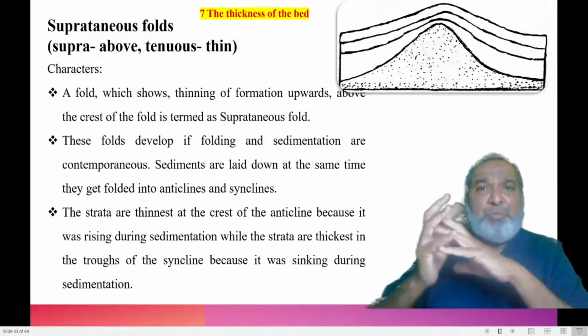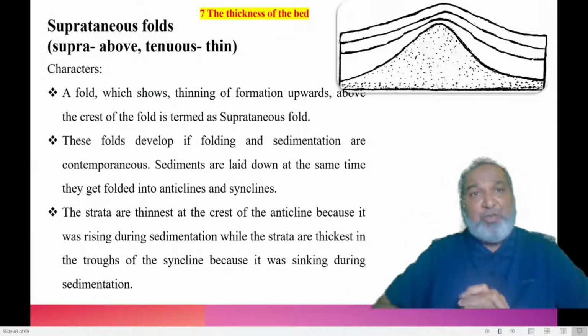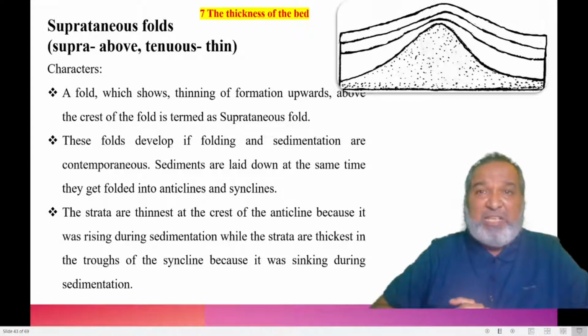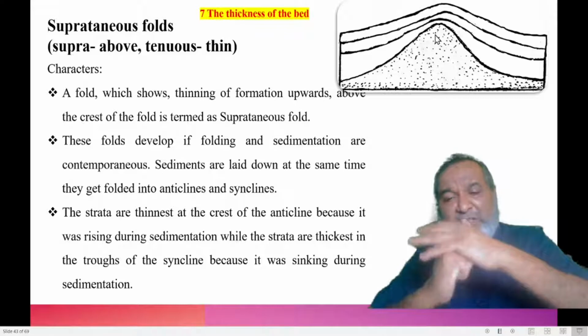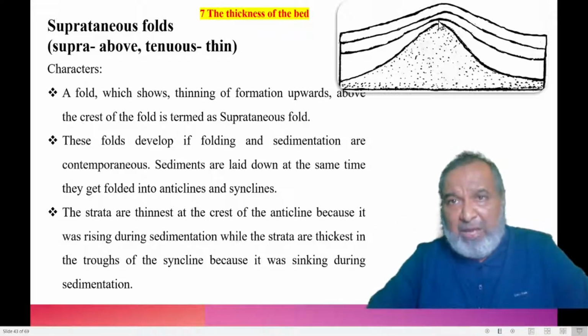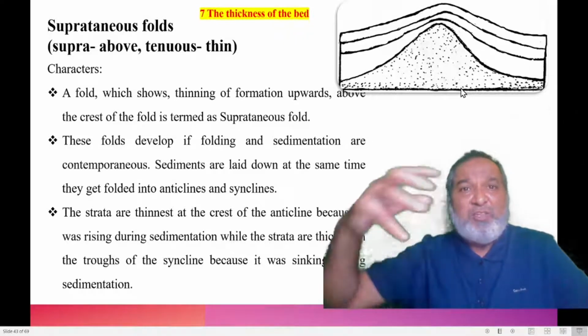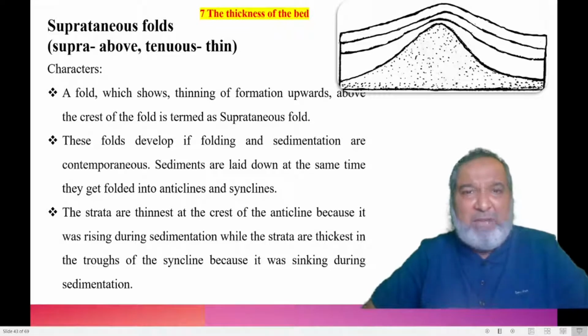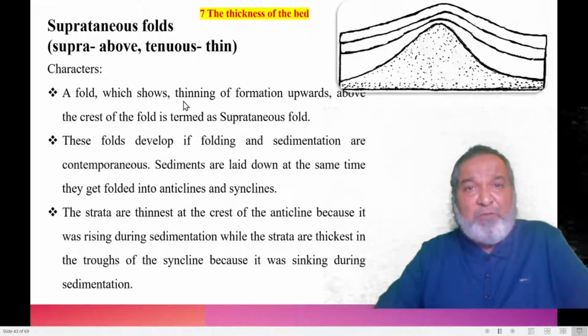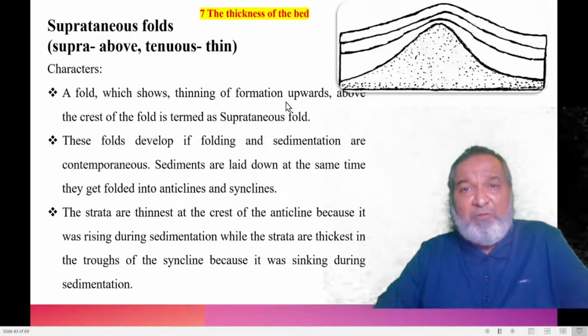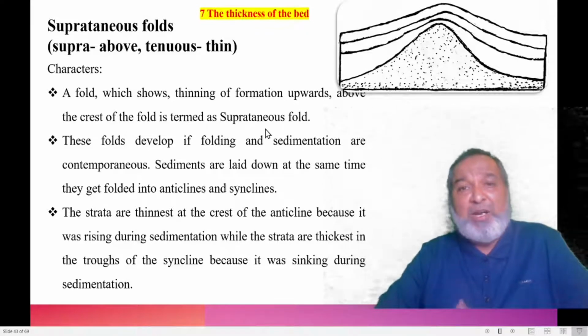The last one in this category is the supratenuous fold. Supra means above, tenuous means thin. If you look above this one, when pressure is exerted on the cap, we'll find the thickness will be less. But as you go towards the periphery, thickness will be more. It is like a salt dome. It is like a dome-like fold, but it is a supratenuous fold. A fold which shows thinning of formation upward at the crest of the fold is termed a supratenuous fold.